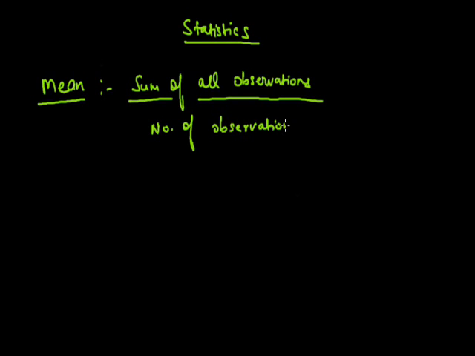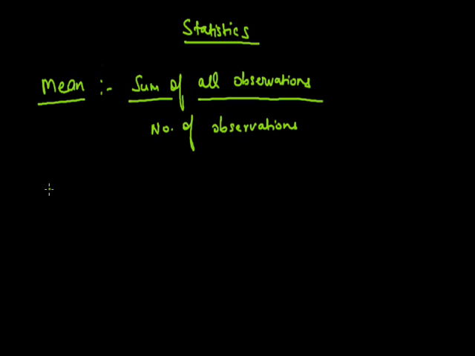Whatever observations are given, we'll add those observations, so accordingly we'll get the sum of all observations, and divide it by the number of observations given. If we divide this sum by the number of observations, we'll get the mean.